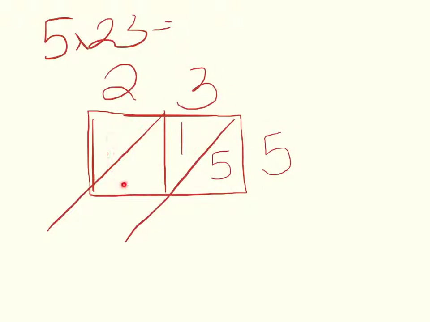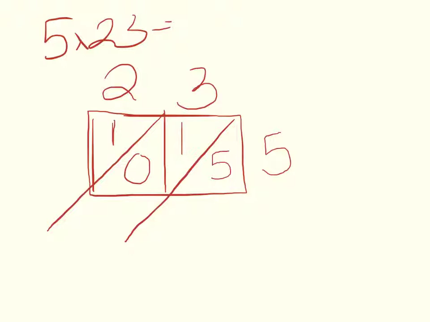Now we're going to fill in this box with 5 times 2. 5 times 2 is 10. Our 1 is placed up here. Our 0 is placed down here. So again, this triangle right here represents our tens place. This triangle down here represents our ones place.